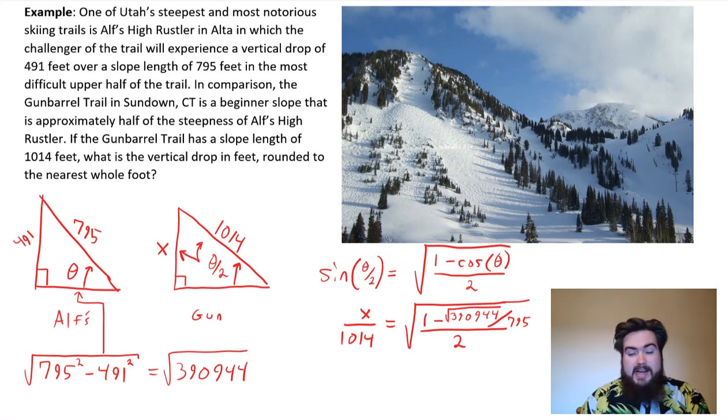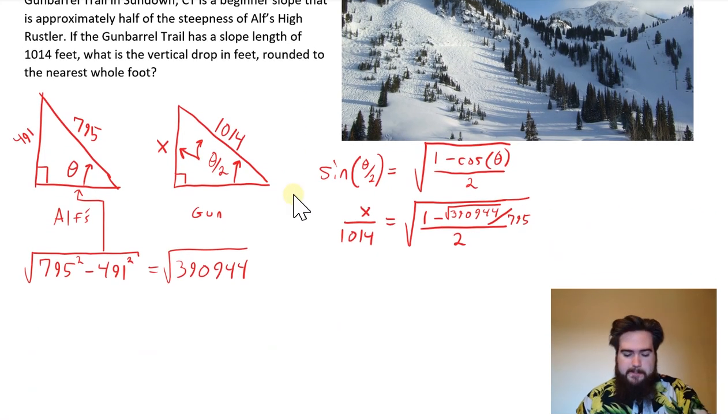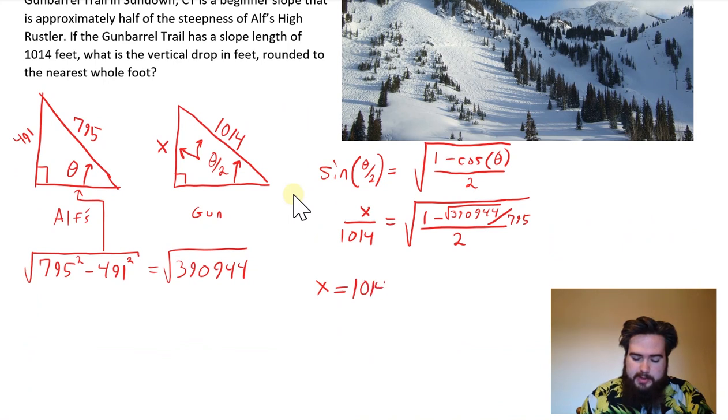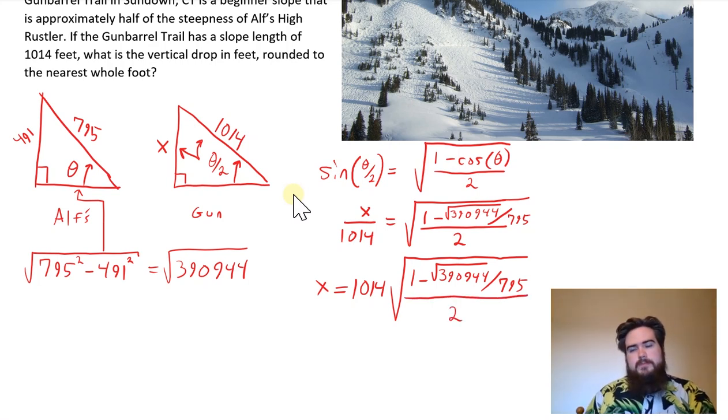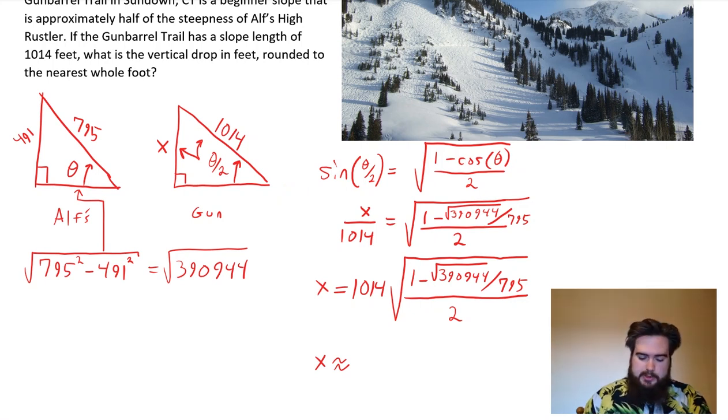Now, if I solve for x by multiplying both sides by 1014, I'll scroll down just a touch here. I will have, therefore, that x is equal to 1014 times the square root of (1 minus the square root of 390,944 divided by 795), and that itself is also divided by 2. With this, I should be able to find the approximate amount of feet to the nearest whole foot. So, let's use a calculator for that.